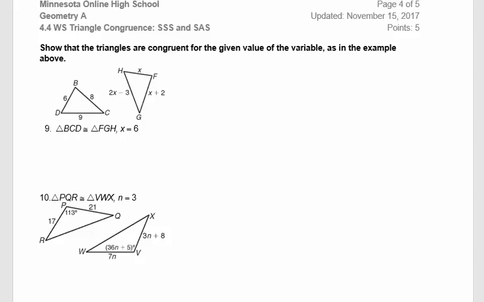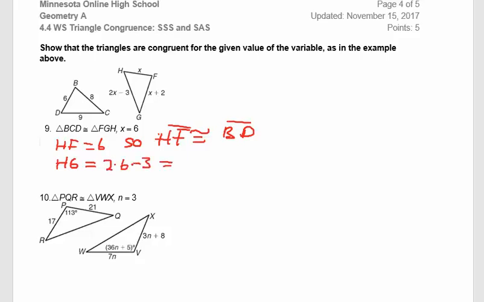Well, I know that HF was equal to 6, so I'll just write it again quick. So HF is congruent to BD. All right. Then we also were working on HG, and we said that HG is equal to 2x minus 3. So 2 times 6 minus 3 is equal to 2 times 6 is 12, minus 3 is 9. And that is the same as DC. So HG is congruent to DC.